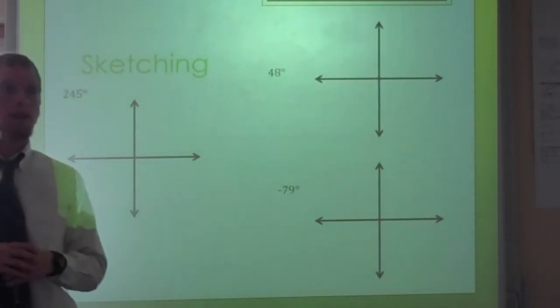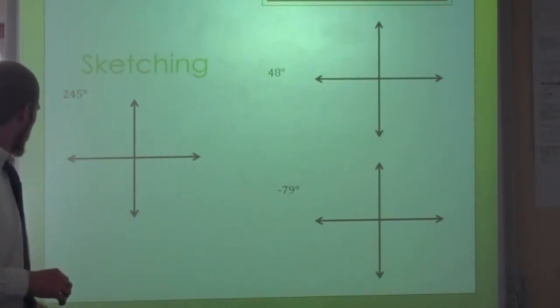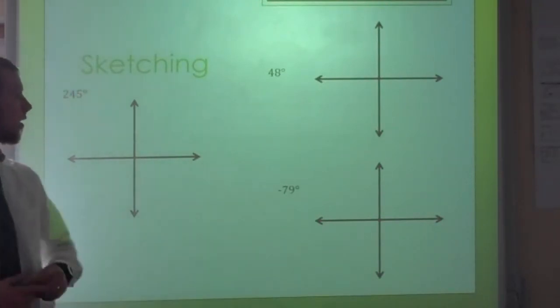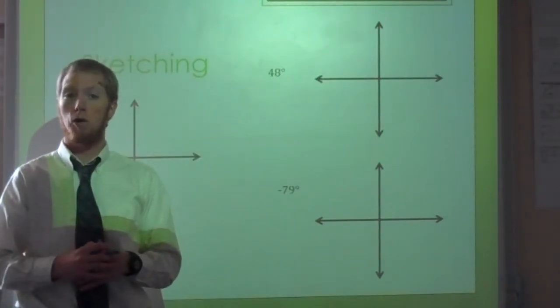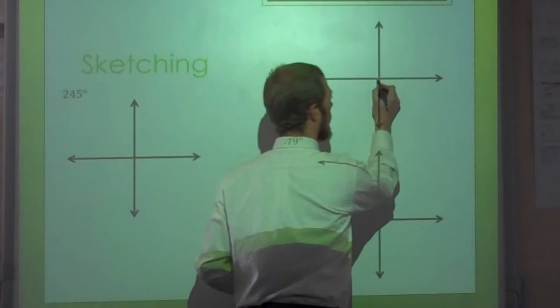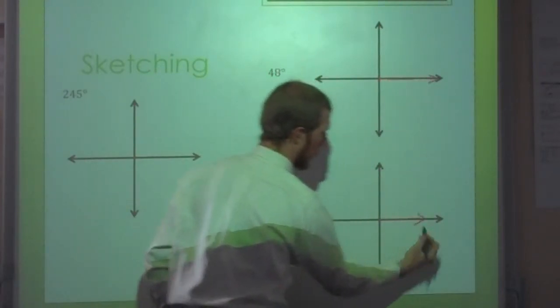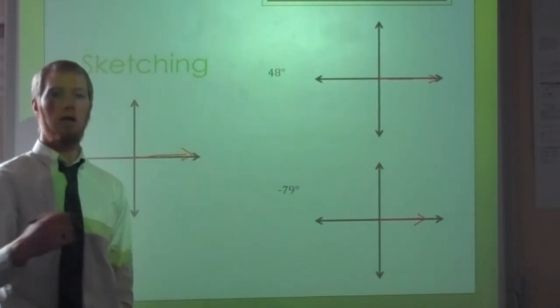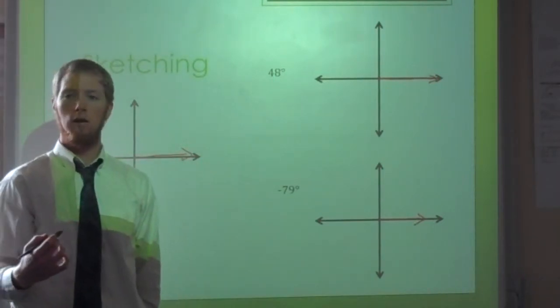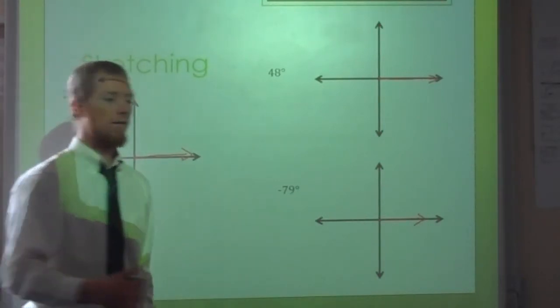Now, if I'm asked to sketch some angles, let's start with a nice, easy one. As I look at 48 degrees, 48 is positive, which means I'm going to draw my initial side. I could actually draw my initial side on all 3. I know I'm always going to be measuring in standard position. Now I just have to think about direction and how far.